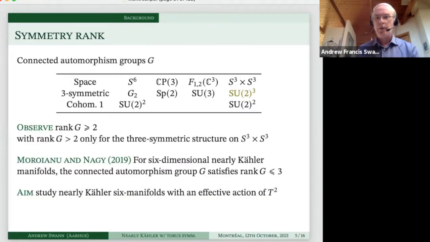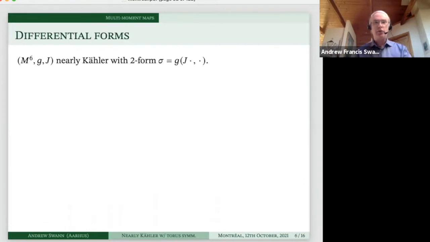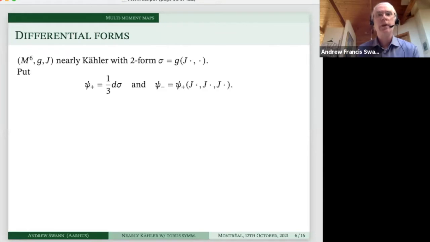Good. So let me change slightly the perspective of the definition I had for the nearly Kähler manifold. Let me look at working with differential forms. This gets us closer to being able to use something that's more symplectic-like. Our convention is to call the 2-form associated to g and J sigma. So we put J in the first slot.